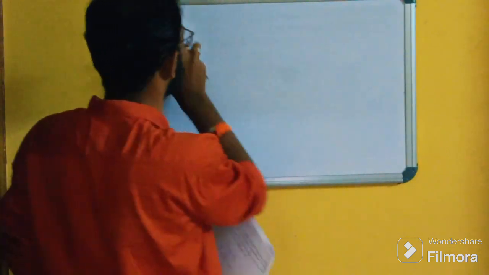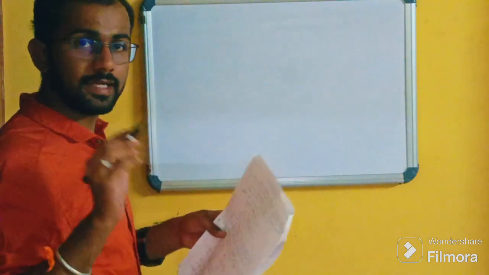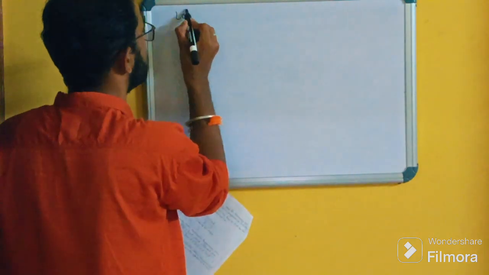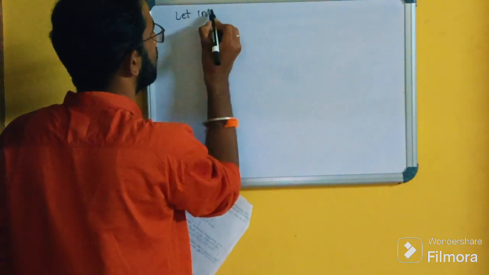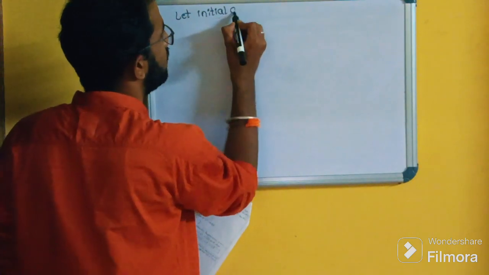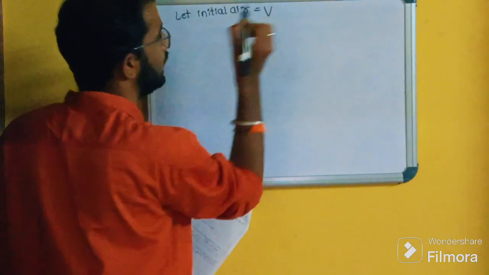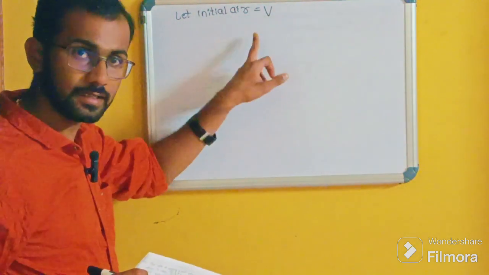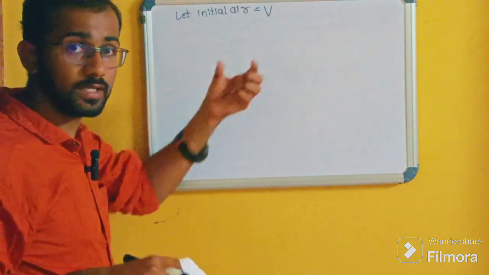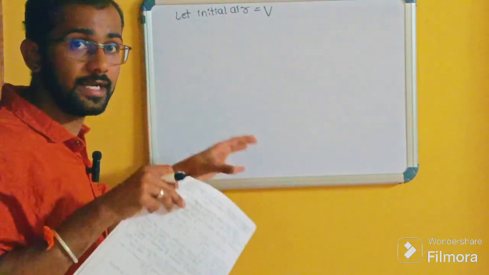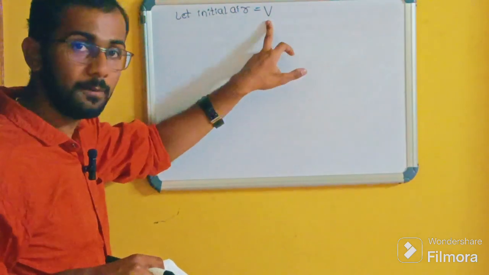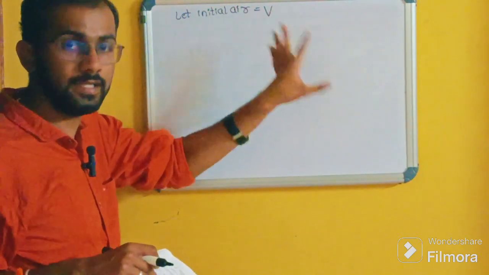Let's say, let's take the initial air present in the cylinder as V. So V is the total air present in the whole cylinder initially.